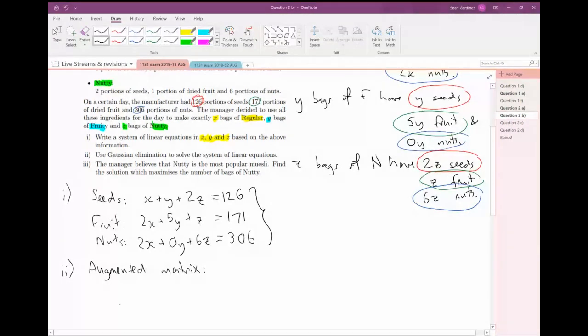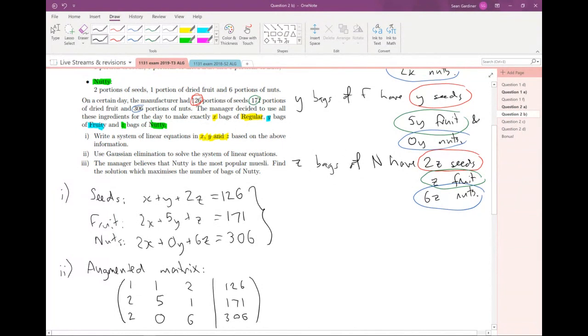So I can read off my augmented matrix from the system of linear equations. I made sure to line them up properly so that all the x terms appeared in one column, all the y's in another. That was another reason that using a 0y was useful there. So I'm just going to write out the coefficients now. I've got 1, 1, and 2, and then my dividing bar and 126. My second row is going to be 2, 5, and 1, and 171. And my third row is going to be 2, 0, and 6, and 306 down the bottom there.